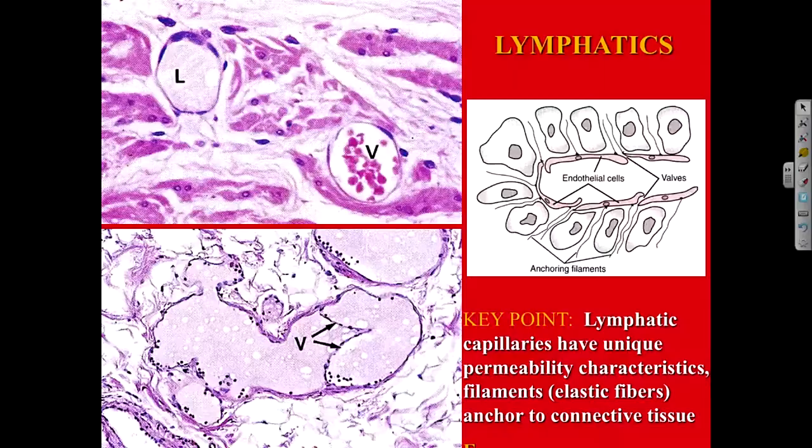So how do we recognize a lymphatic vessel from a vein? Because they would probably look very similar. Well, the easiest way to recognize a lymphatic vessel from a vein is that the lymphatic vessel contains lymphocytes, but no red blood cells, right? Whereas the vein is going to contain mostly red blood cells and maybe a few leukocytes.